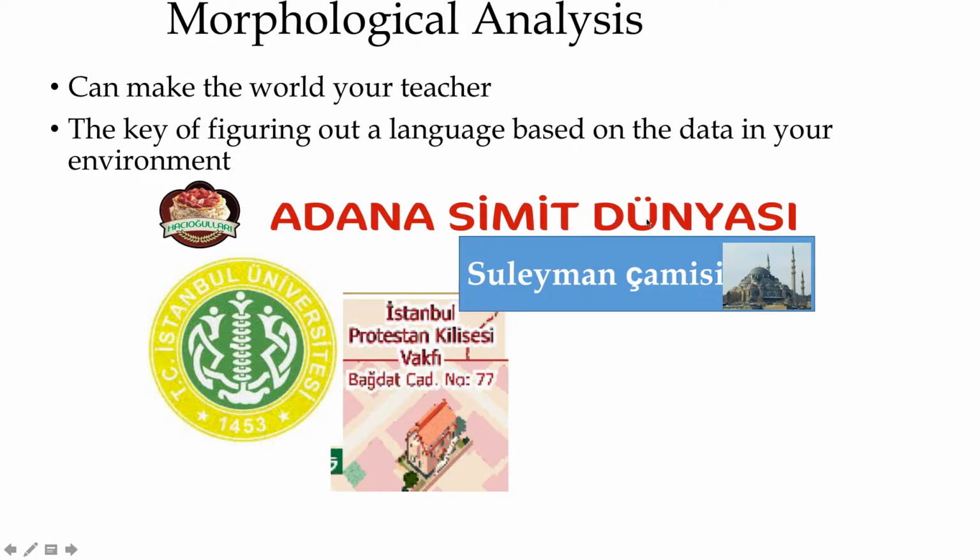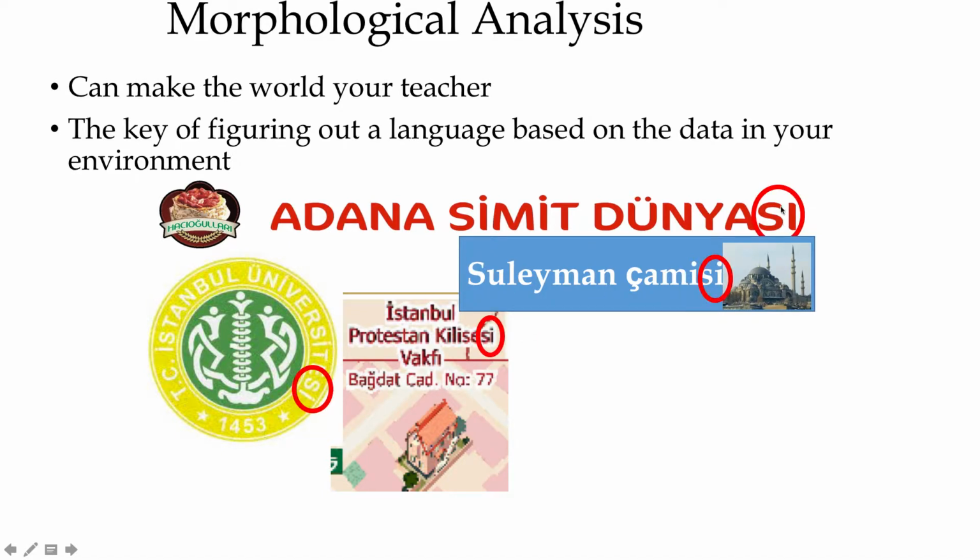And then there's this thing, Dünyası. Well, dünya means world. This is something that I was able to look up or ask about, but then I didn't know what the s ending is doing here. And as I started to look around the world around me, I saw lots of examples of the s ending. So Istanbul University is actually Istanbul Üniversitesi. Istanbul Protestant Church, Vakfı, is the Istanbul Protestant Kilisesi. Süleyman Mosque is Süleyman Camisi.